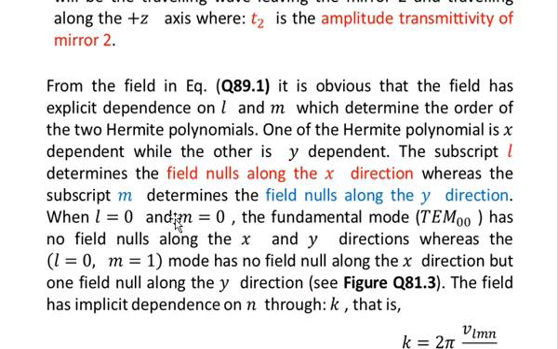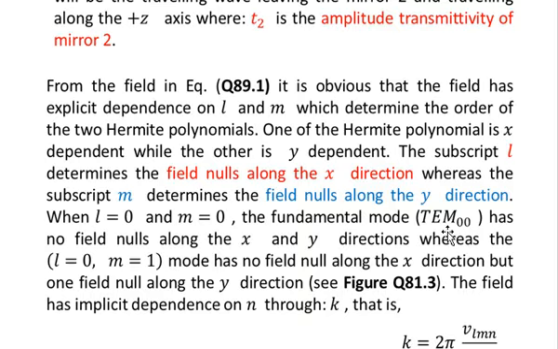And you know that x and y are perpendicular to that one. So the plane determined by x and y is perpendicular to the z axis. When L is equal to 0 and M is equal to 0, the fundamental mode TEM, and you see that in the subscript we have written 0, 0, because one stands for L, the second one stands for M. So we have TEM 0, 0 as no field nulls along the x and y directions. So you see that this TEM 00 mode is actually the Gaussian mode.